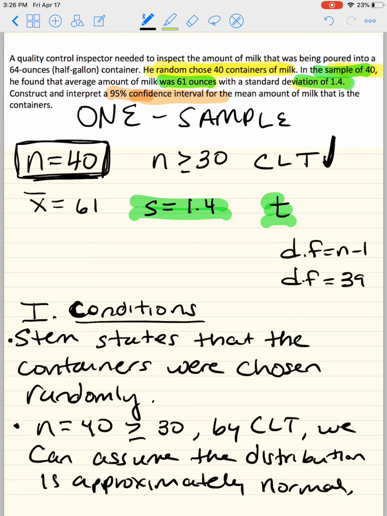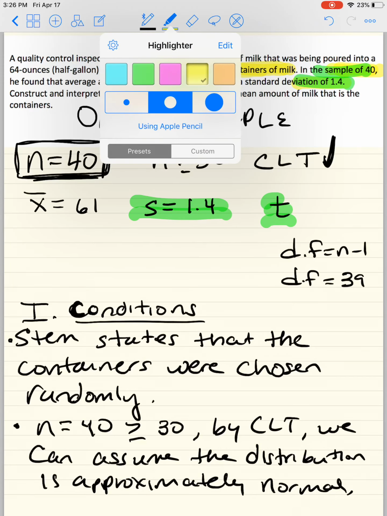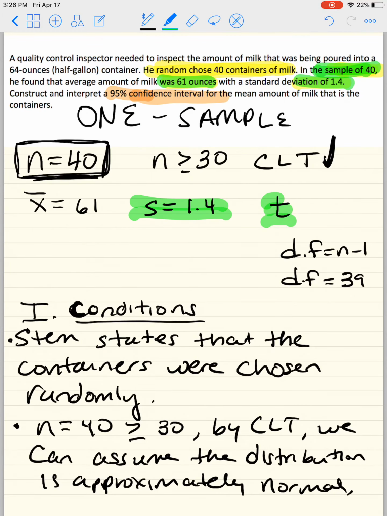In the sample of 40, he found that the average amount of milk was 61 ounces. So I put that right there with a standard deviation of 1.4. The reason why this is really important is because this is an S. The reason why it's an S and not a sigma is because it came from the sample, so this is the sample standard deviation.